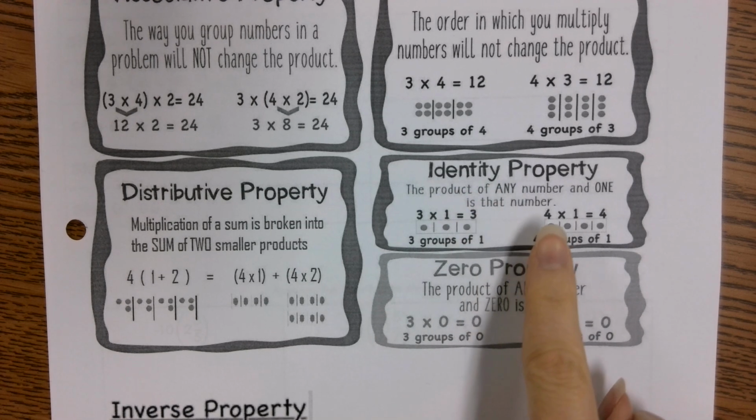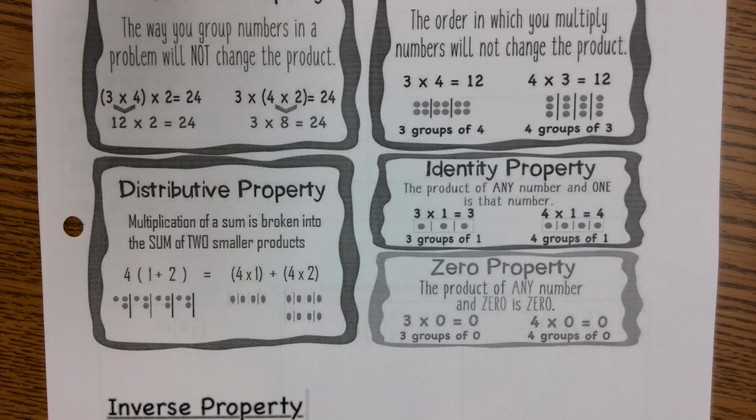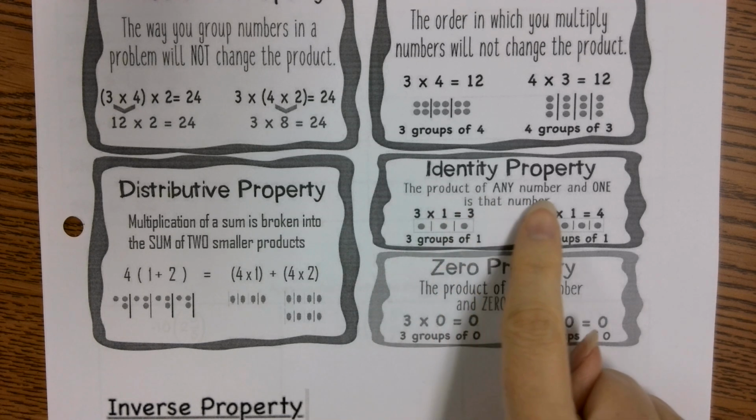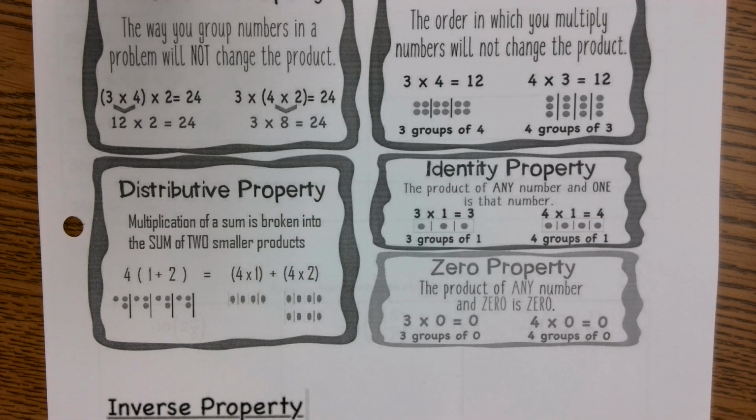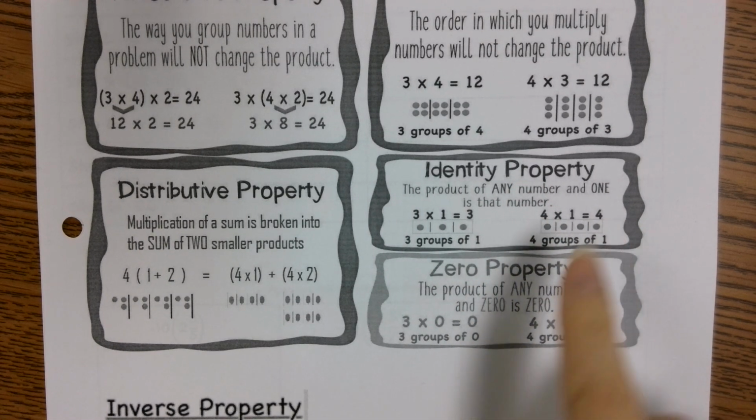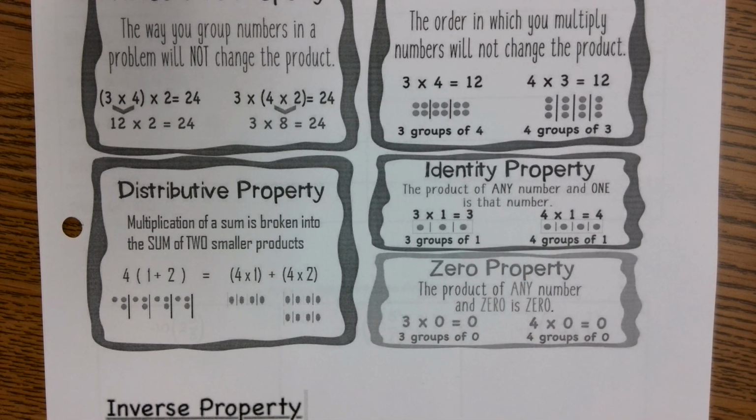Then you've got your identity property. We had an identity property for addition that stated if you add a 0, it'll keep the value the same, that no matter what your value is, when you add 0, it doesn't change anything. The identity for multiplication is not a 0, it's a 1. If you multiply any value by 1, it'll always stay the same, no matter what that number was.